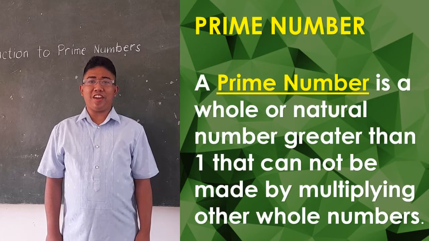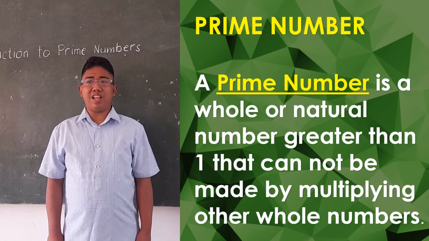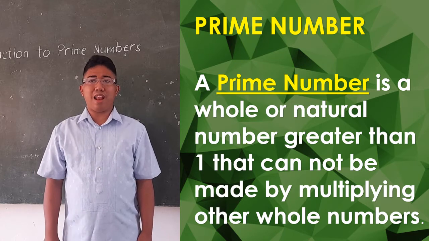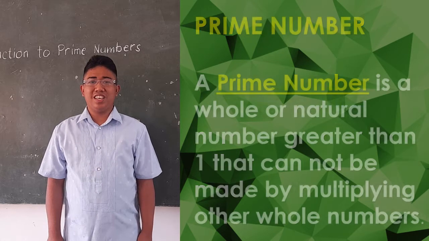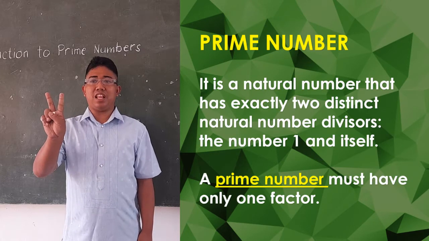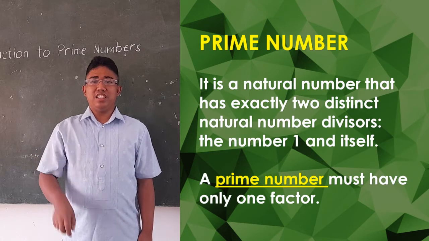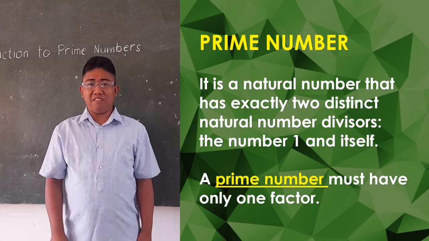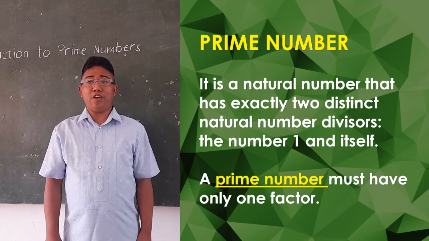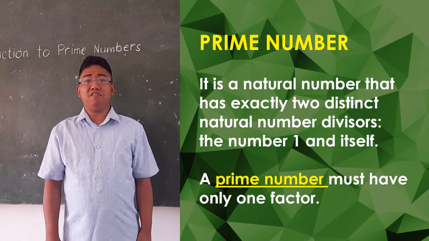A prime number is a whole number or natural number that is greater than 1 that cannot be made by multiplying other whole numbers. It is a natural number that has exactly two distinct natural number divisors, the number 1 and the given number itself.